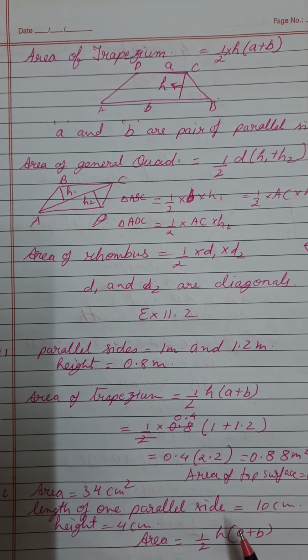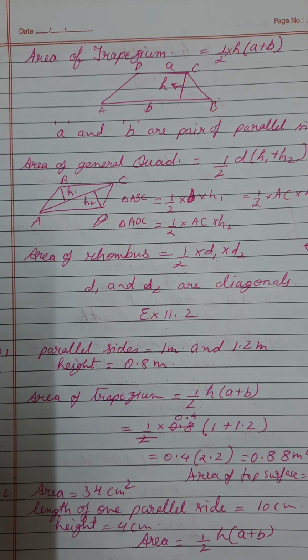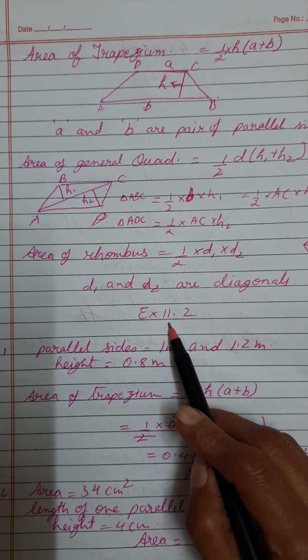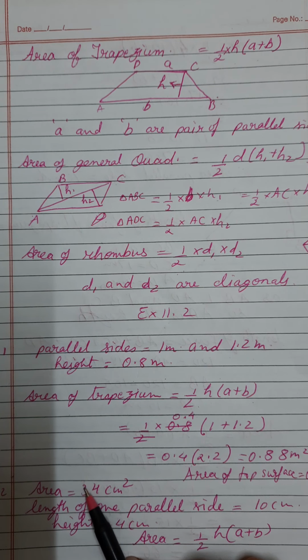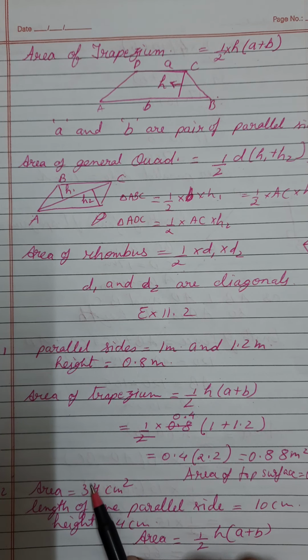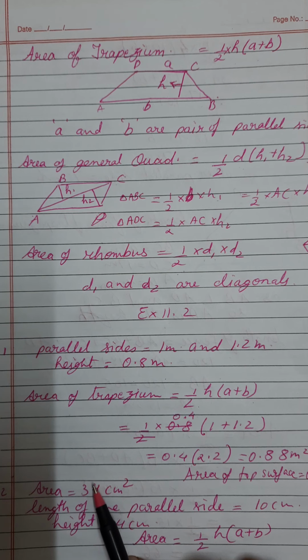Now, students, let us start with question number 2, exercise 11.2, page number 178. The area of a trapezium is 34 square centimeter and the length of one of the parallel sides is 10 centimeter and its height is 4 centimeter. Find the length of the other parallel side.